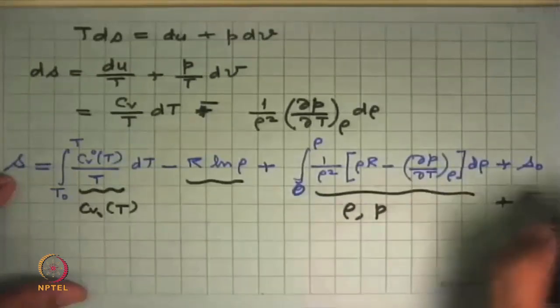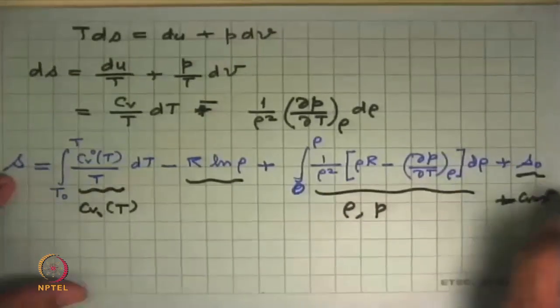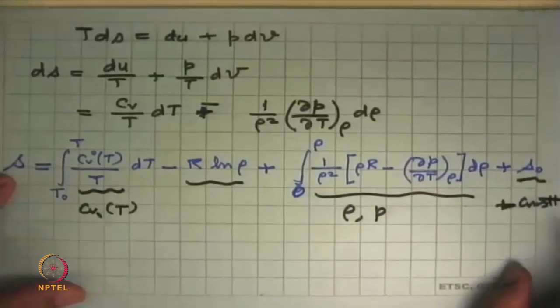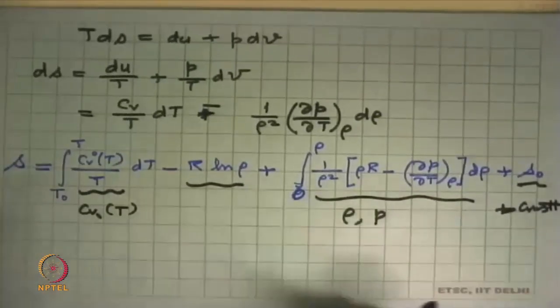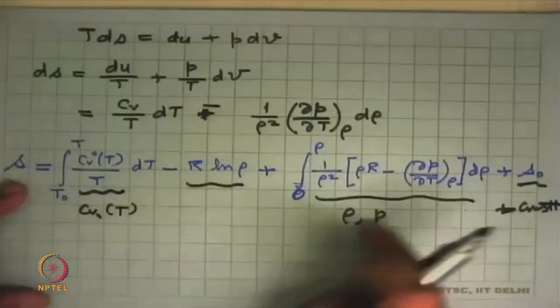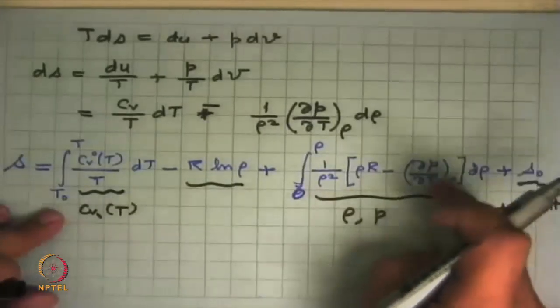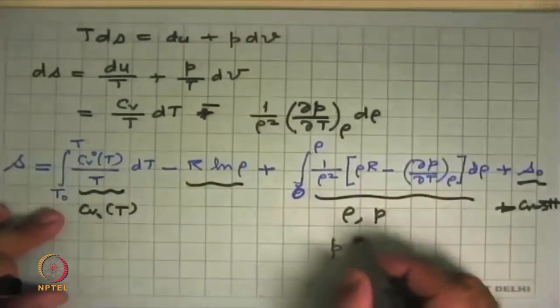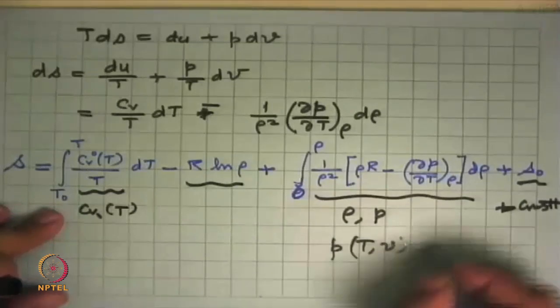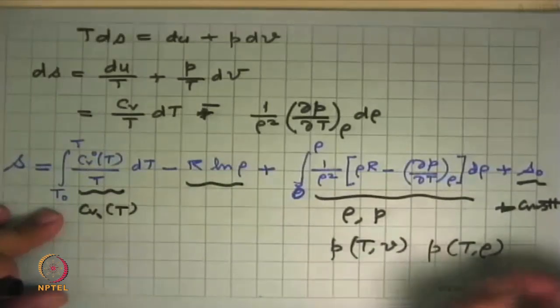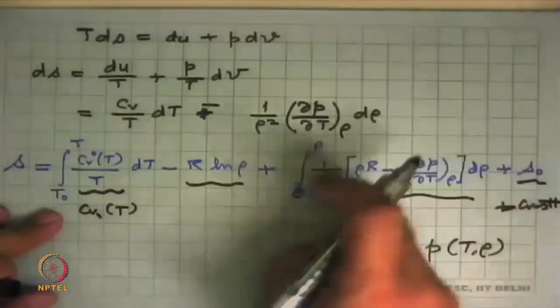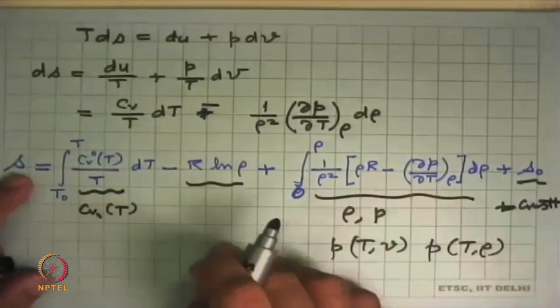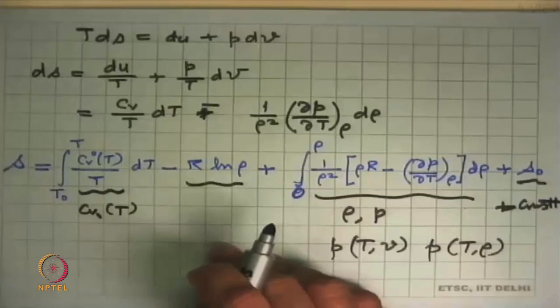And then this one is a constant, depending on where the reference state is. So what these two equations showed us is that if you have a functional relationship between P and T and rho, so P as a function of T and V, or P as a function of T and rho, then we can differentiate it, put it in this equation, and evaluate entropy change.